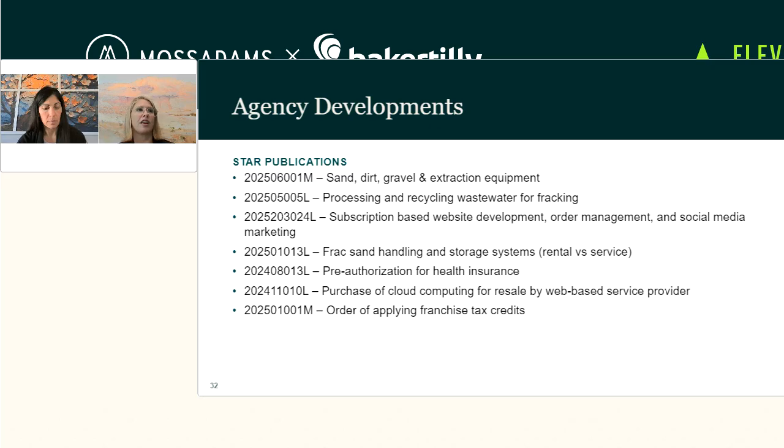A couple more here that I found interesting that I wanted to touch on. Again, we talked about the whole bundled transactions. We've talked rental versus service. We've talked professional services. The next one is a resale issue: whether or not a taxpayer could issue a resale certificate. So they were purchasing hosting space and web storage to be able to provide that for their customers. So they were taking the position that they were purchasing that for resale.